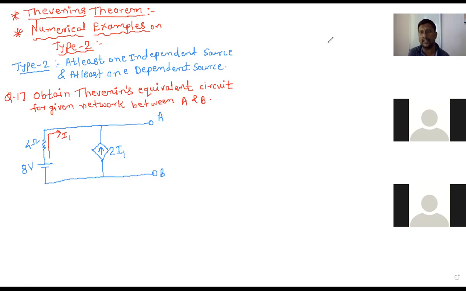So this is the circuit given, and with respect to A and B, we have to find out the Thevenin's equivalent circuit. So how to find out? What is the first step? So we have to identify the type of circuit, whether it belongs to type 1 or type 2. If I am observing here a dependent source and one independent source, both are satisfying this condition. So this is type 2. There is no requirement to mention type 1, type 2, कुठलाही ते मेन्शन करायची गरज नाही, but you have to identify.